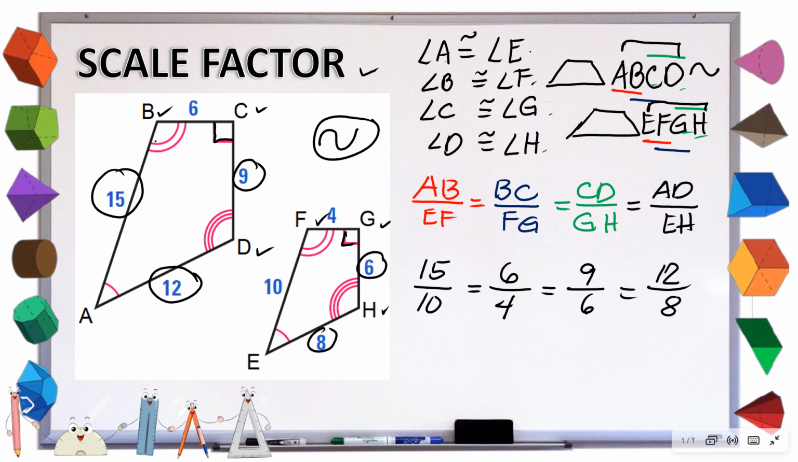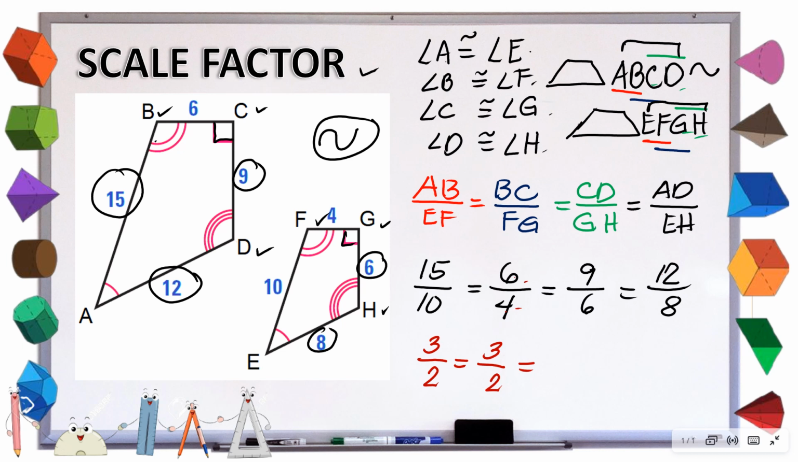Okay. Then we're just going to get the lowest term of all these ratios. And then we're going to see if they're really proportional. So if we're going to get the lowest term of 15 over 10, yes, they are both divisible by 5. 15 divided by 5 is 3. 10 divided by 5 is 2. Another one, 6 and 4. They are both divisible by 2. 6 divided by 2 is 3. And then 4 divided by 2 is 2.